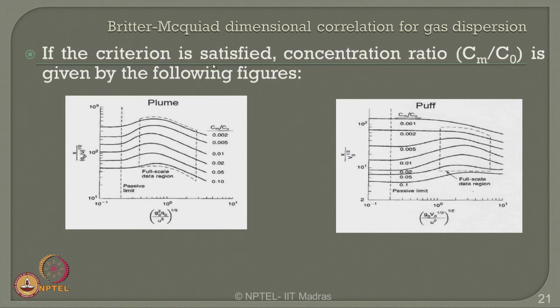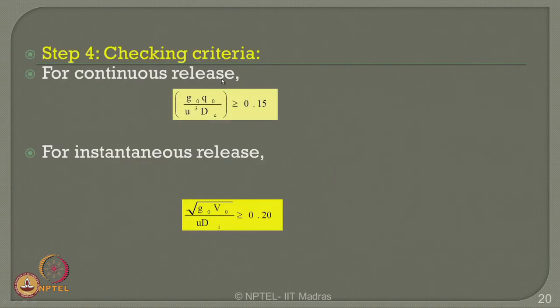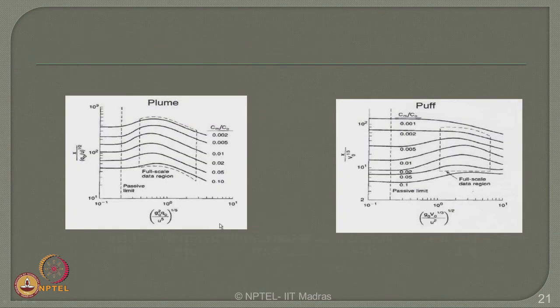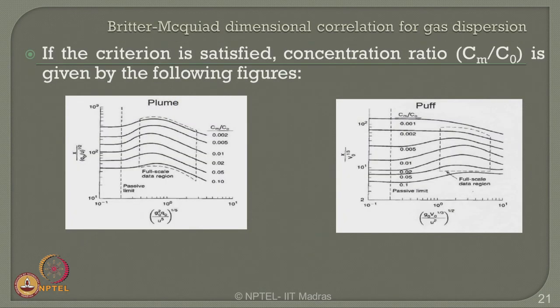If the criteria is then satisfied as given in the previous slide, for example, in case of instantaneous release, this criteria should be satisfied. In the case of continuous release, this equation should be satisfied. For instantaneous release, this equation should be satisfied. If this criteria is satisfied, then the concentration ratio, which we call Cm by C naught, is given by the following figures.